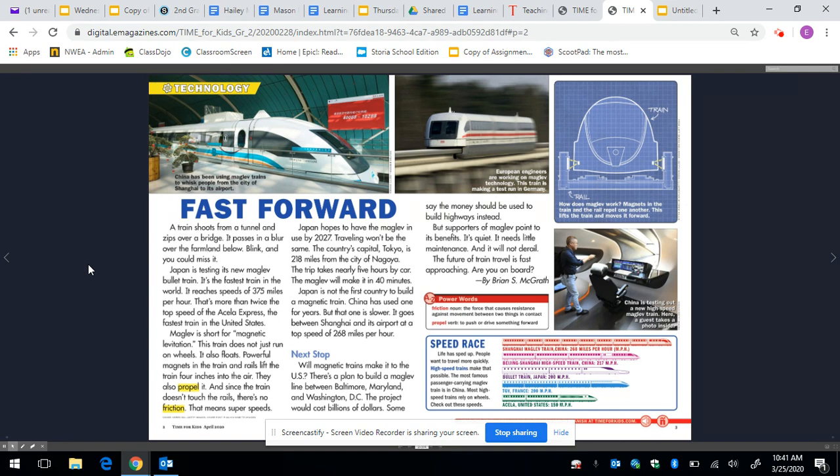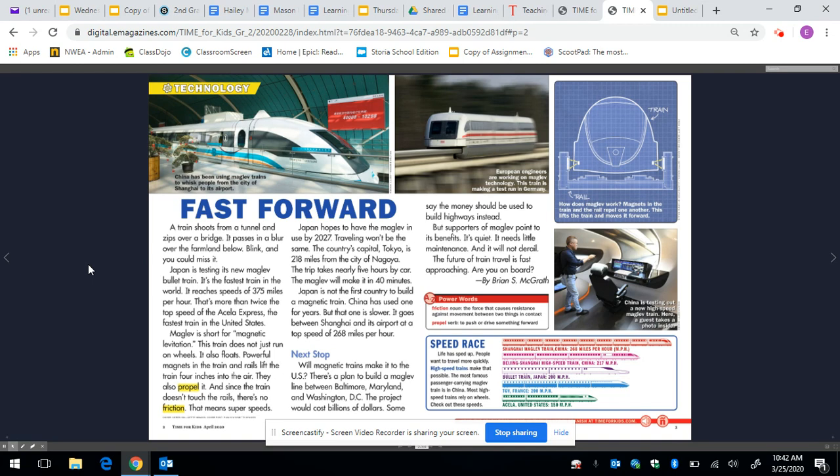Maglev is short for magnetic levitation. This train does not just run on wheels, it also floats. Powerful magnets in the train and rails lift the train 4 inches into the air. They also propel it. And since the train doesn't touch the rails, there's no friction. That means super speeds. So from that, I want you to think, what are the interesting details? What is the important information?